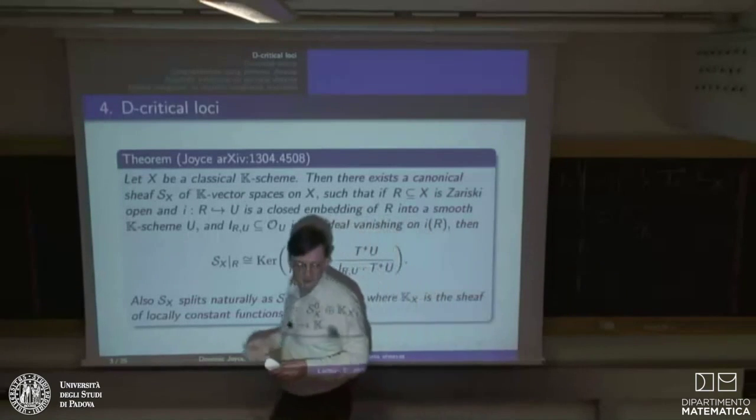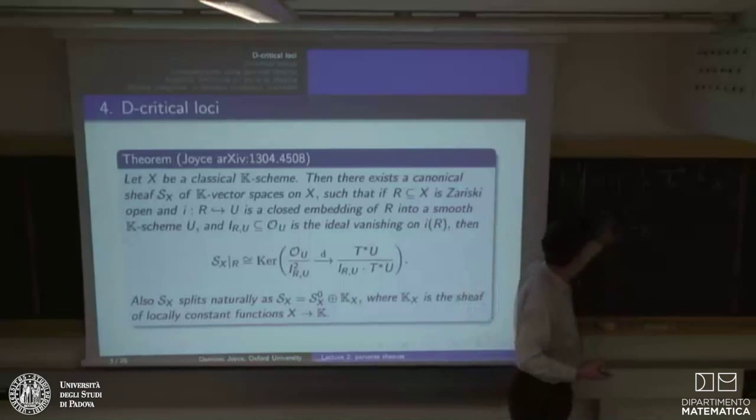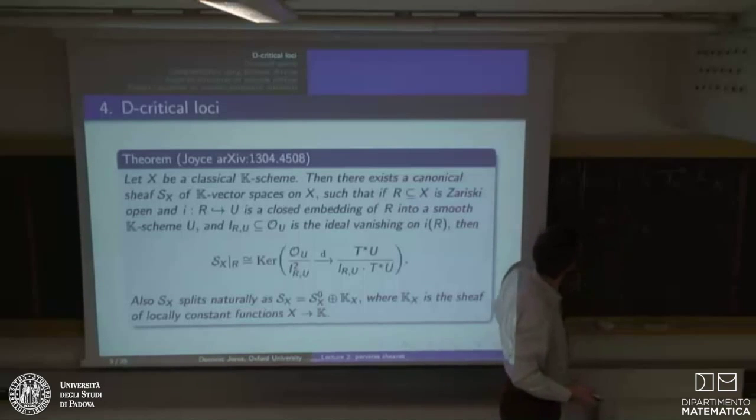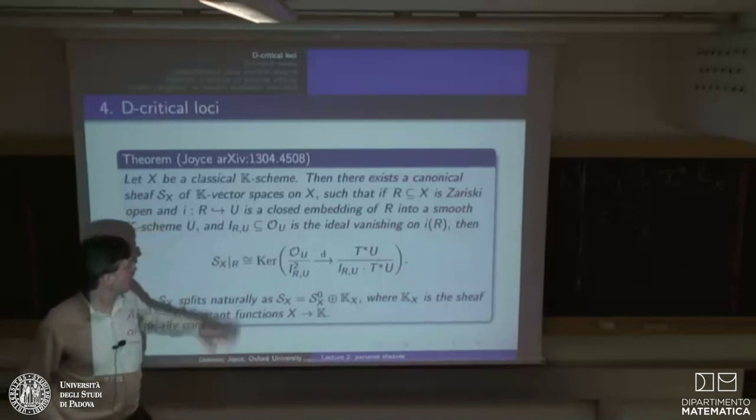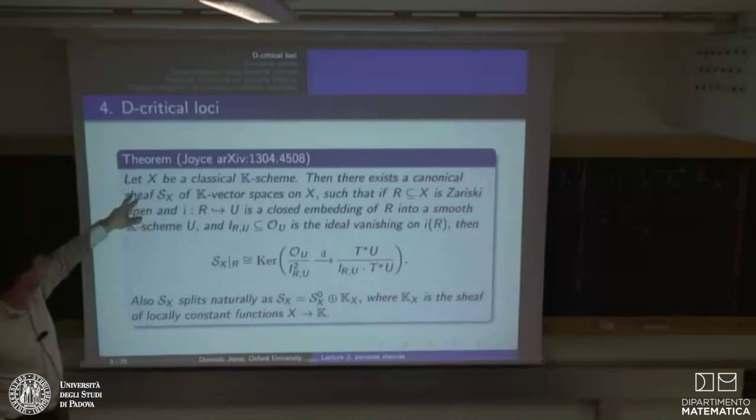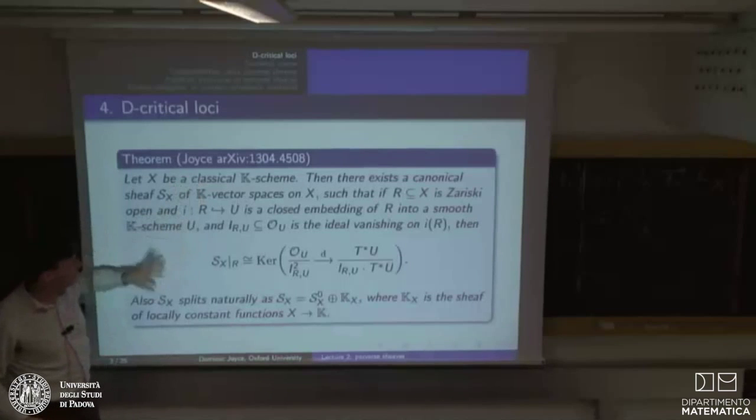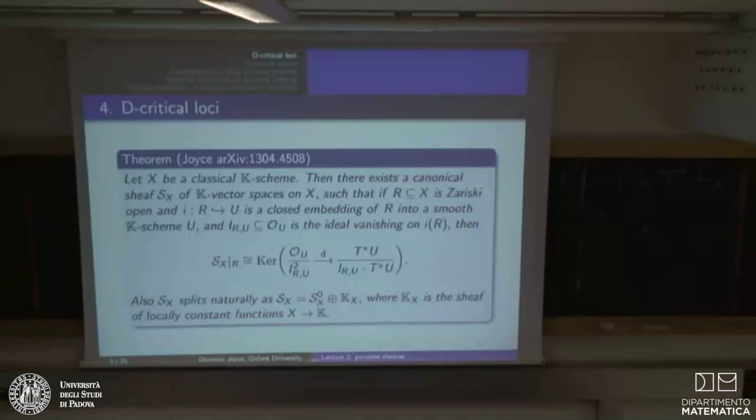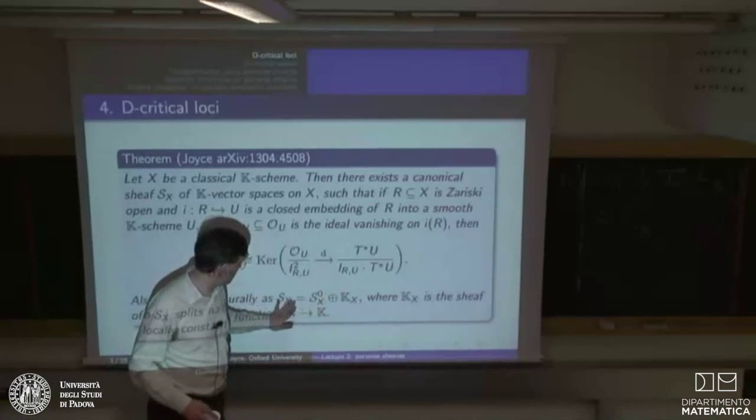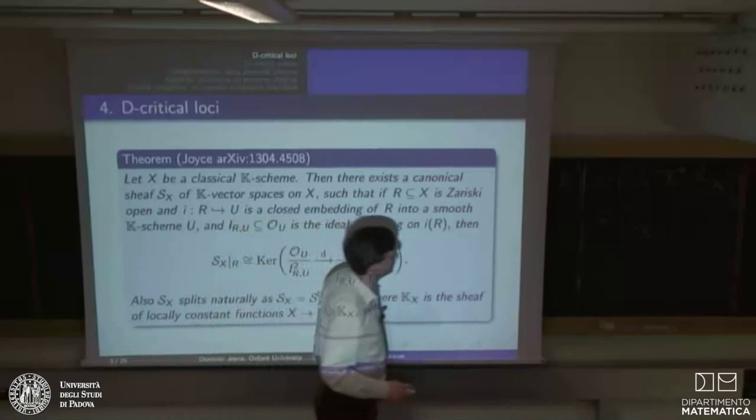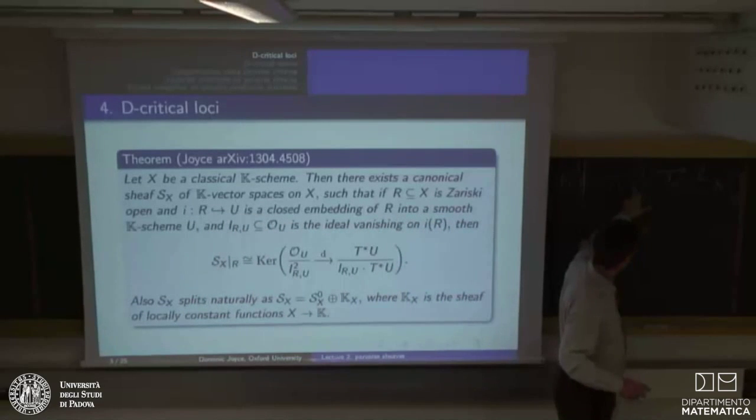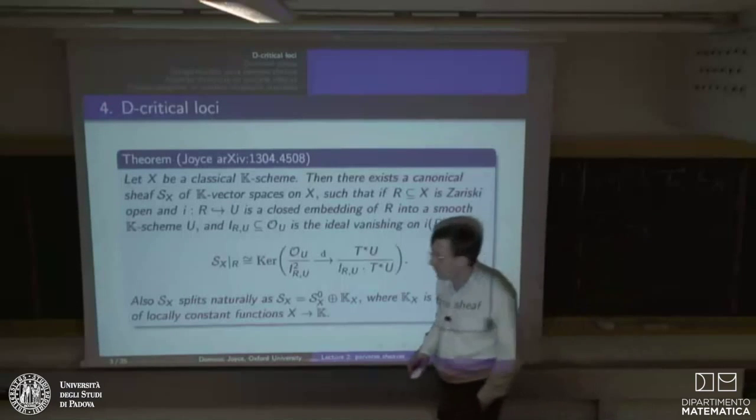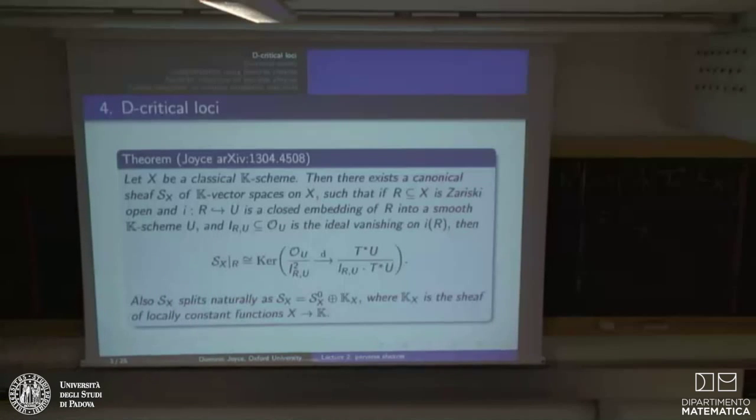So it is a sheaf which is very intrinsic to the scheme X. It's something to do with obstructions, and it has this alternative description, where X has to be locally of finite type, in terms of embeddings into smooth schemes. If X is smooth, then S_X^0 is 0, and S_X is K_X. So it's just the constant functions, because if X is smooth, then if a function isn't constant, it doesn't lie in the kernel of d de Rham. Okay, so this is our interesting sheaf.